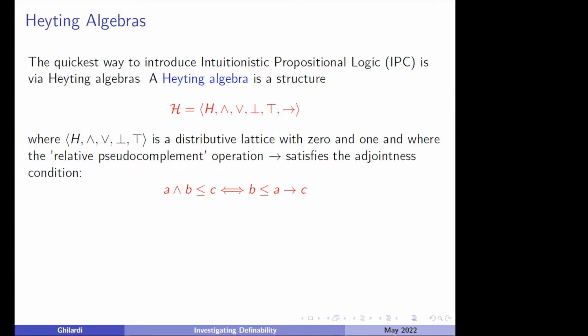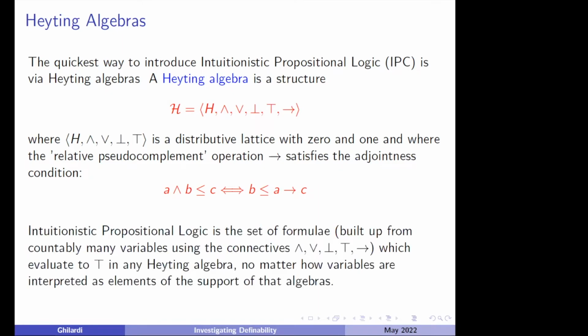A Heyting algebra is a structure where you have a set and basically the operations of a bounded distributive lattice. And we also have this additional operation, which is the relative pseudo-complement, which is intuitionistic implication, and which is uniquely characterized by the adjointness condition displayed there. There is also an equational presentation of this kind of algebra, but we don't care about that.